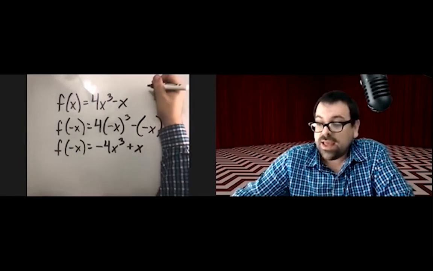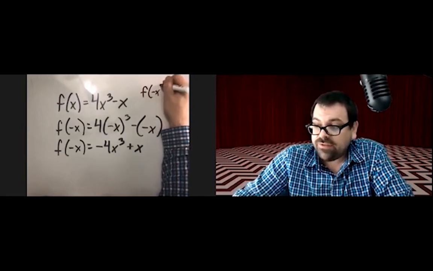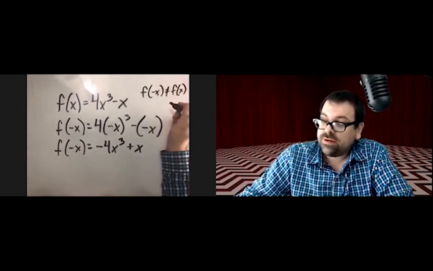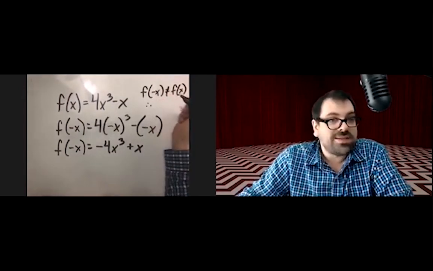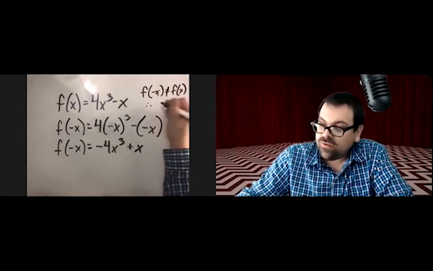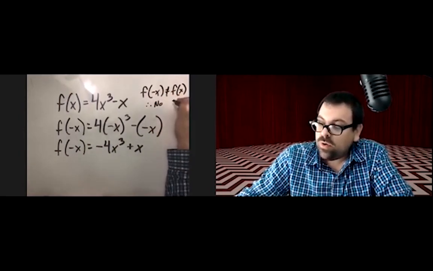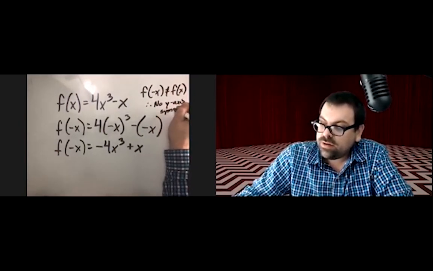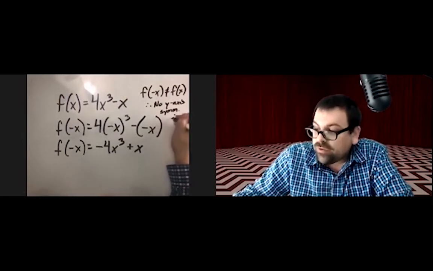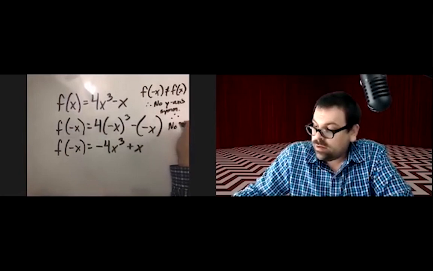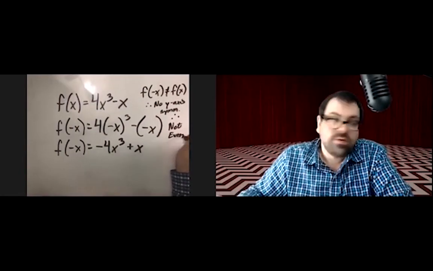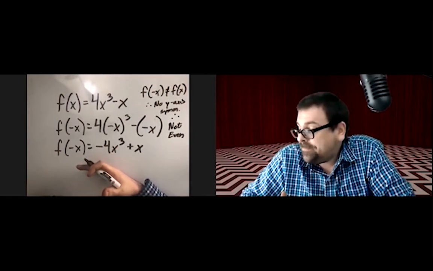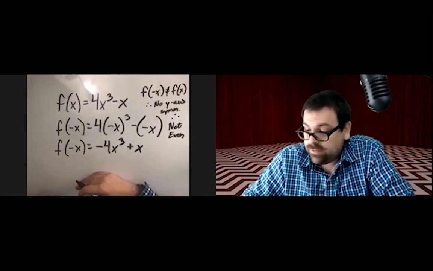So since f of negative x does not equal f of x, therefore, (three dots means therefore) no y-axis symmetry, therefore, not even. That doesn't automatically mean it's odd though. Remember, it can be neither.